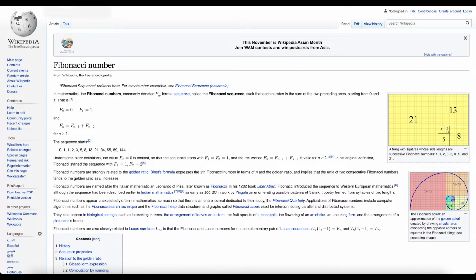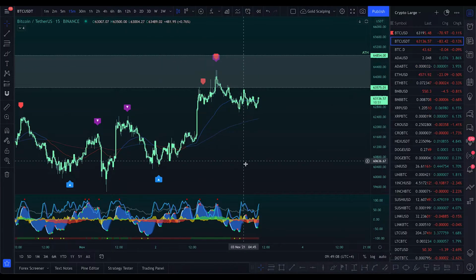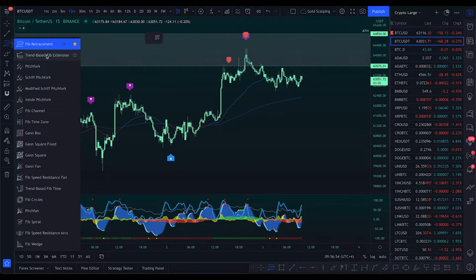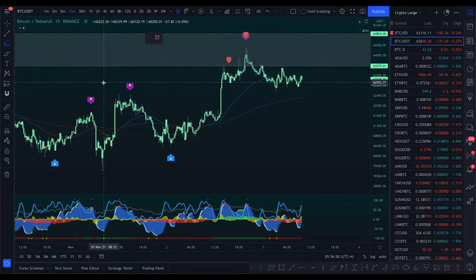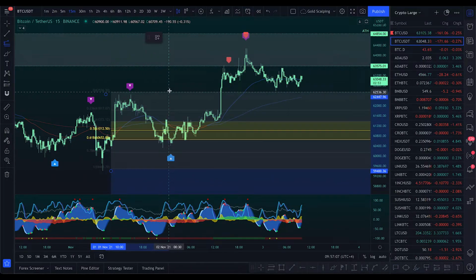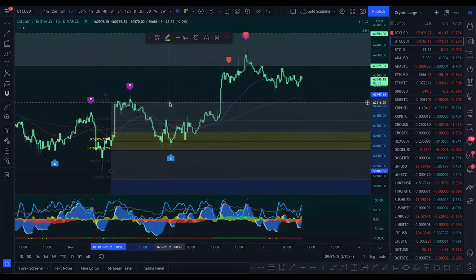Now we understand what Fibonacci is and what it is for, let's apply it to the chart. The tool that I like to use is the Fibonacci retracement tool. On TradingView, you're going to find that there's Fibonacci retracement and extension. It's just a matter of the way you draw things. In Fibonacci extension, you have to draw 3 points instead of 2. You go from one point to another point and then back again. That's how you draw it.